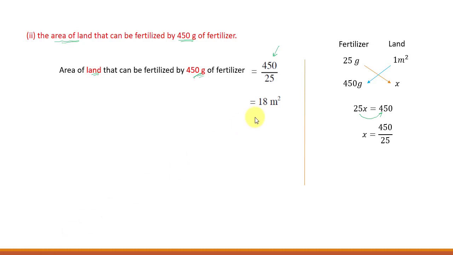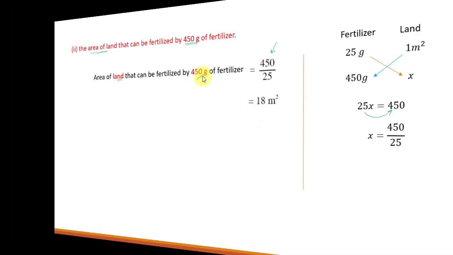So it means that 18 meter square area of land can be fertilized by 450 grams of fertilizer.